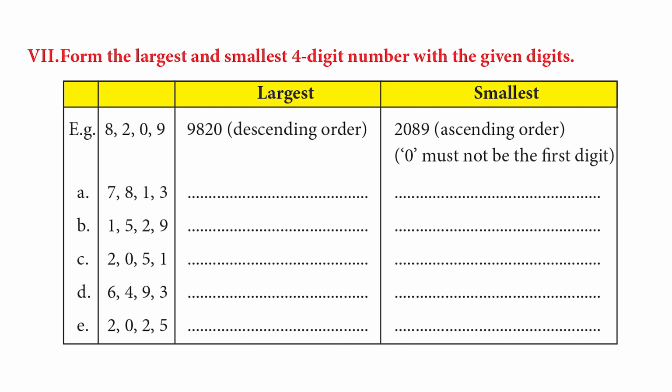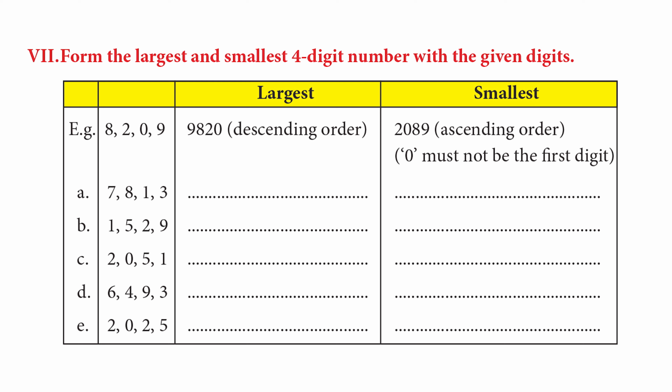Okay, so we have come to the last exercise. Form the largest and smallest 4 digit numbers with the given digits. The first one is given for you: 8, 2, 0 and 9. So, the largest number you can form is 9820. The smallest one is 2089. Can you look at the screen and look at the ones?